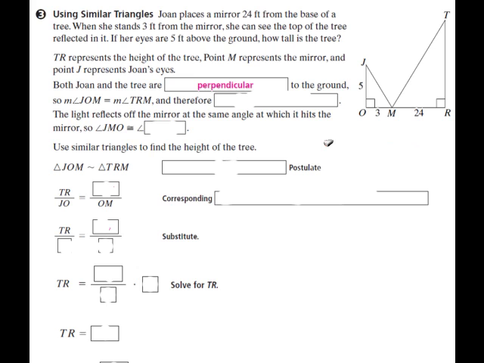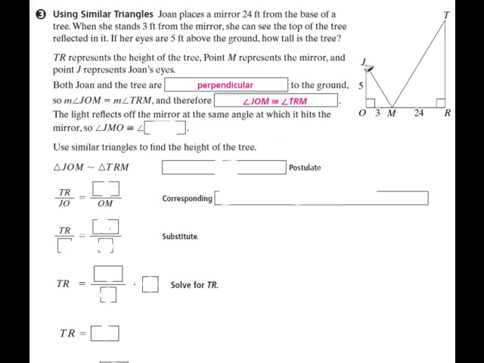Now, the other thing that we need to bear in mind, so if we know that they're both perpendicular, we know that those two angles are congruent, right? JOM and TRM are both going to be congruent, right? Both are 90-degree angles.